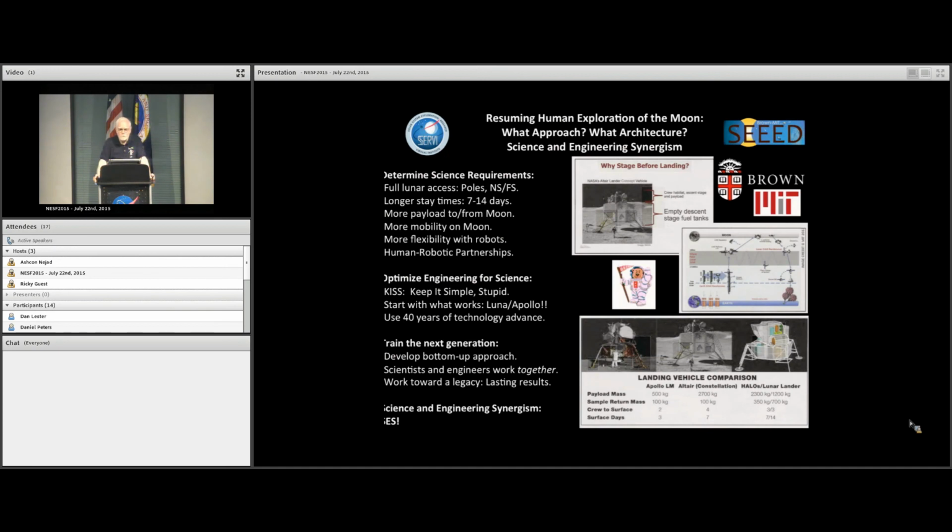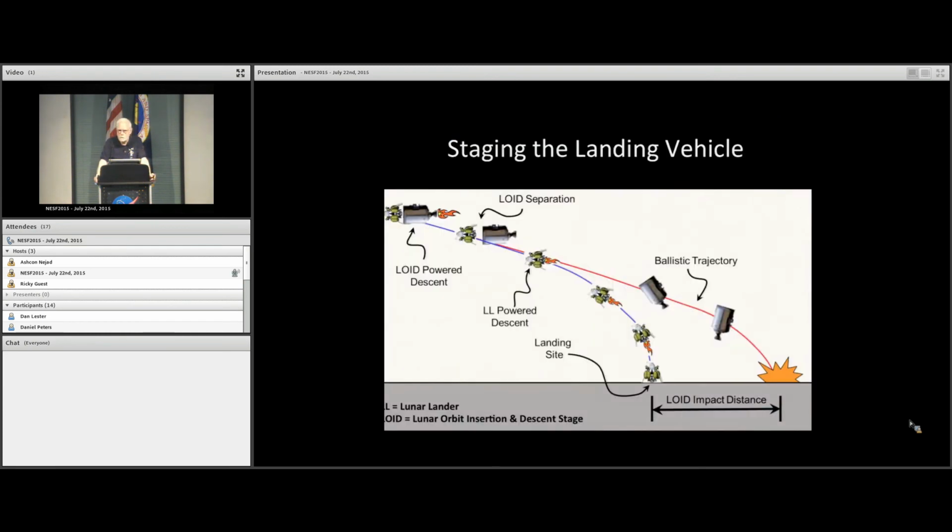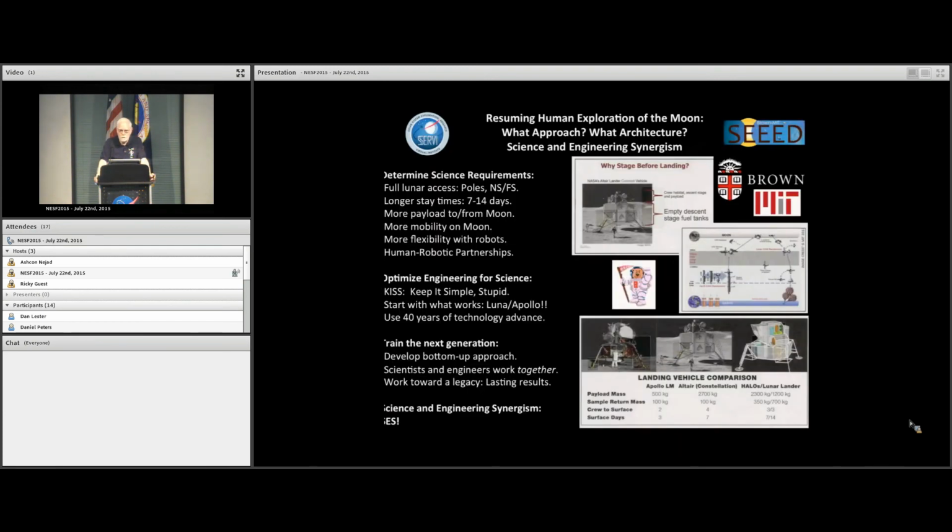We developed a bottom-up approach, not a kind of a Constellation top-down approach. In fact, scientists and engineers were working really shoulder to shoulder and together. We're trying to help them make our scientific dreams a reality. And in fact, that really worked very, very well. So 3 minutes, wow, I'm proud.